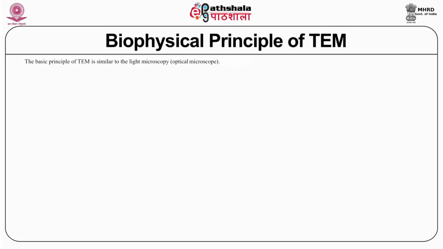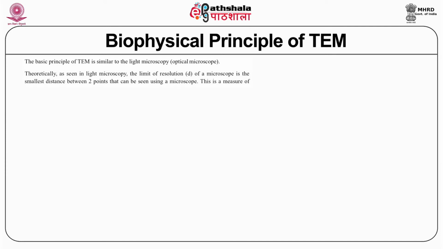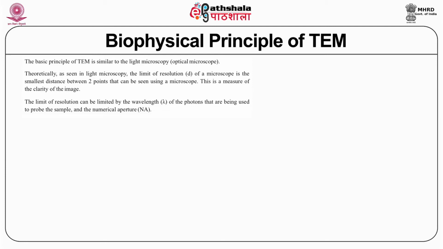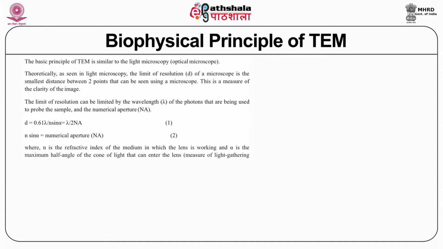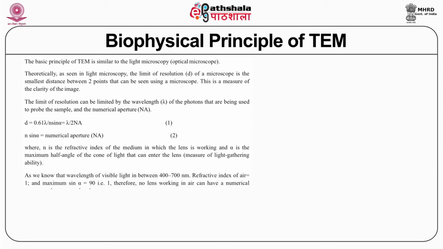The biophysical principle on which TEM is developed deserves a place in this chapter. Theoretically, in light microscopy, the limit of resolution, which we studied in the previous module, is the distance between two points that can be seen in a microscope. This is a measure of the clarity of the image. The limit of resolution is limited by the wavelength of the photons used to probe the sample, with a numerical aperture, that is NA.